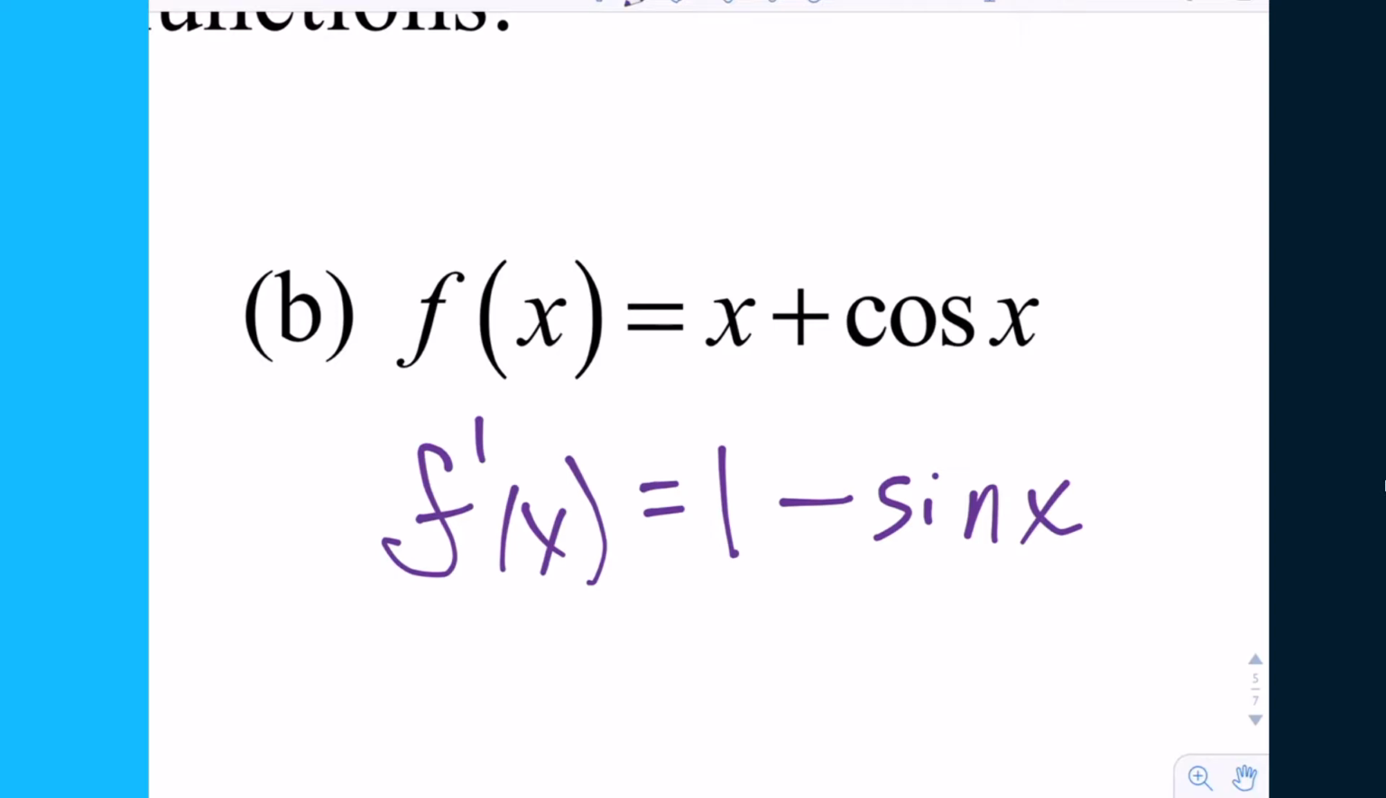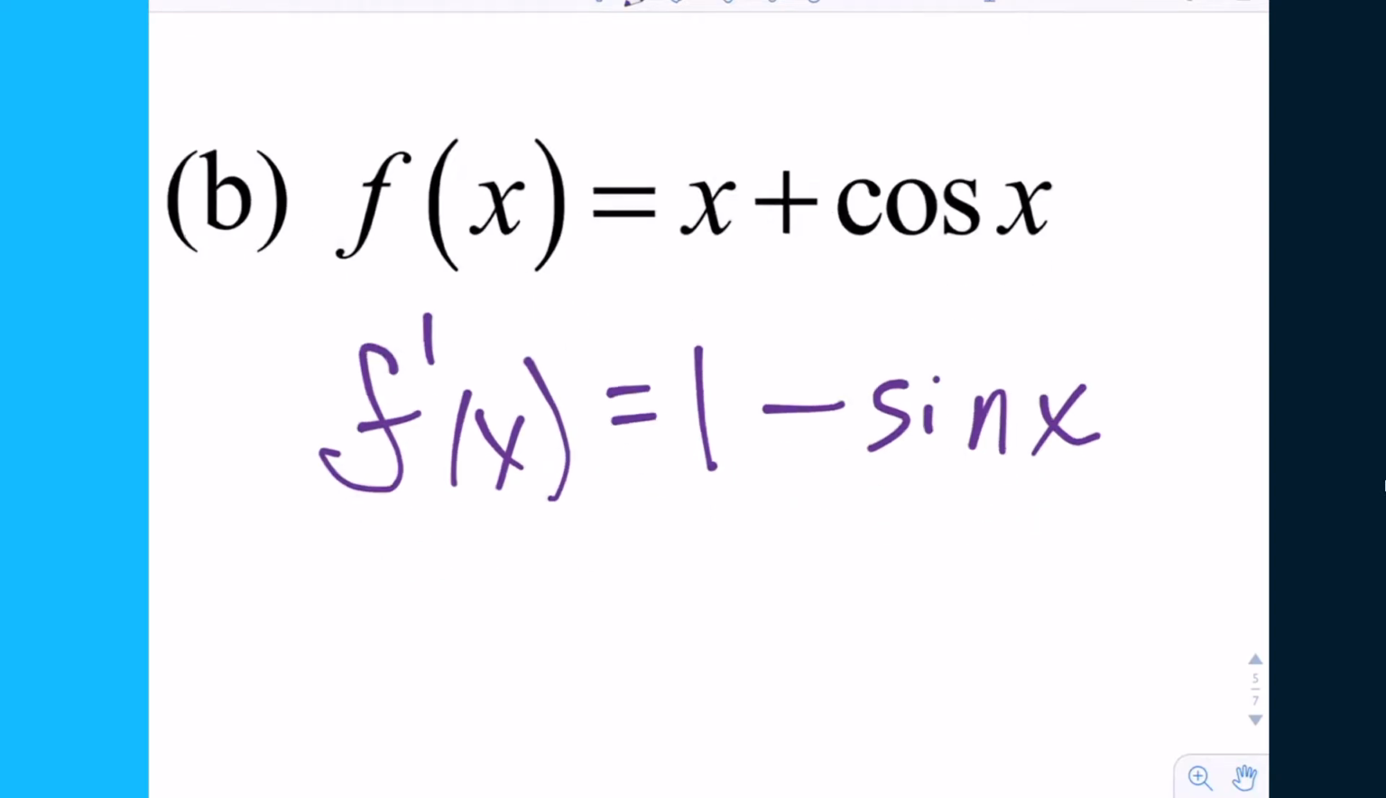Oh, I know. I'm excited. My tangent lines. You talk about kissing the curve before.